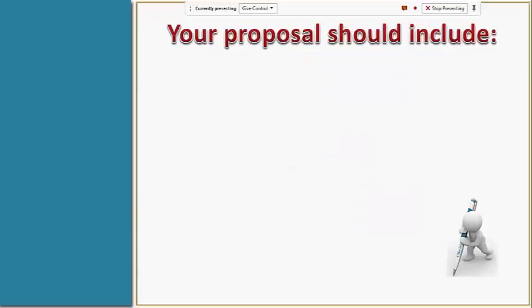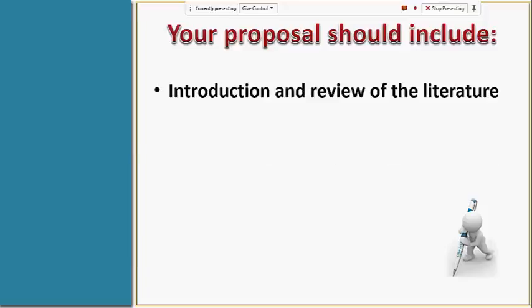So even though this is a really diverse genre, there are some elements in a proposal that are in every proposal. We have an introduction and review of the literature. So, in other words, what your topic is and what others in your field have to say about your topic. And when I say review of the literature, I mean you need to summarize what other people have said in order to build your own argument. It's to set up your argument.